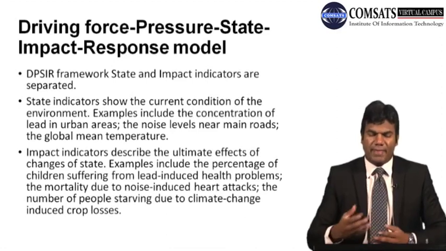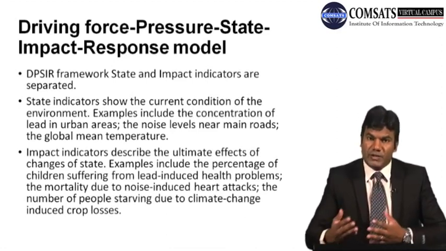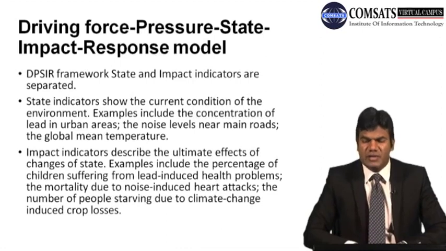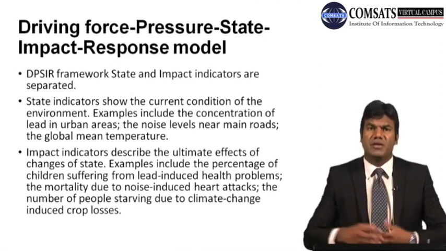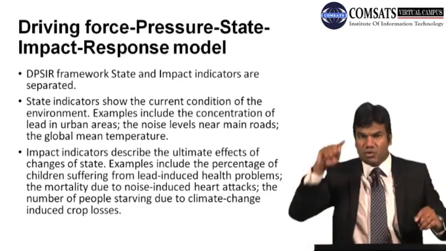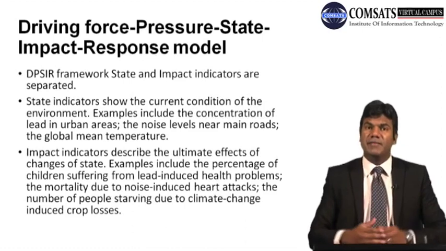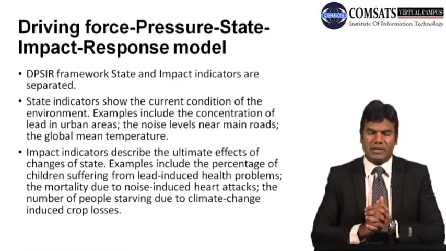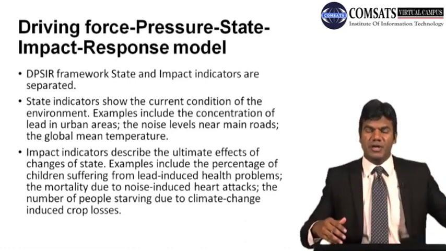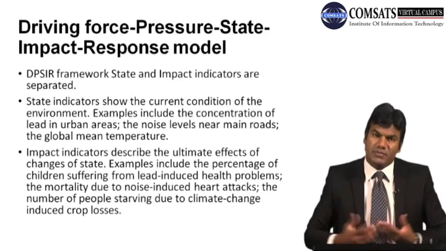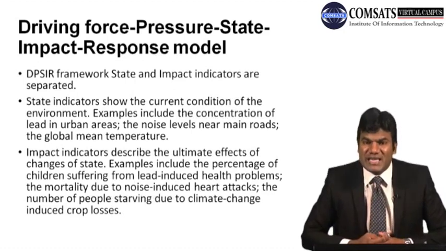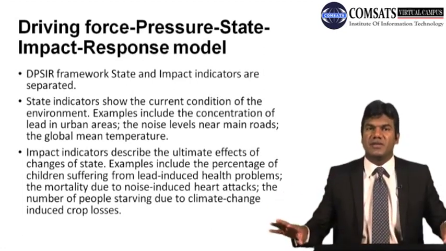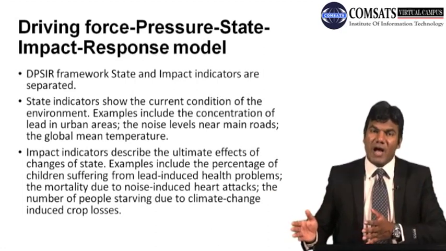State indicators tell you the current condition of the environment, or what they are telling you. They are telling you what the concentration of lead is in urban areas, what the noise levels are on main roads, or what the temperature is. You are looking into the state indicators, the national indicators you have. Now state indicators are different from your impact indicators. What are the impact indicators? If you revert back to the first point, the DPSIR framework, state and impact indicators are separated. We have made both indicators different. Your state indicators are different and your impact indicators are different.